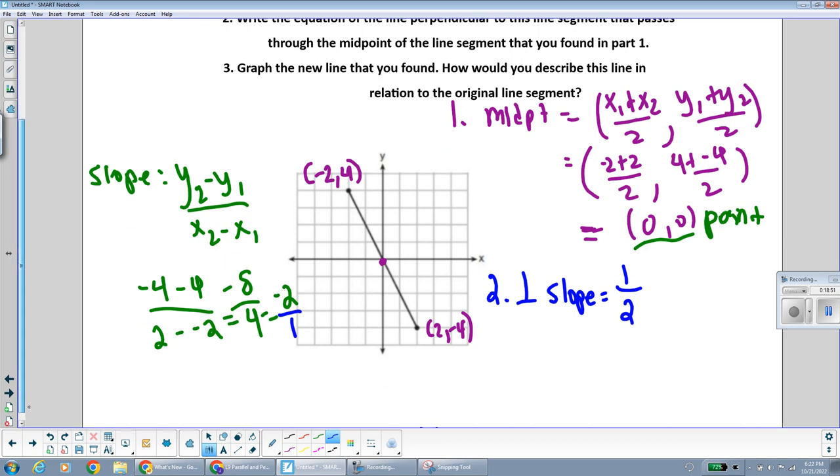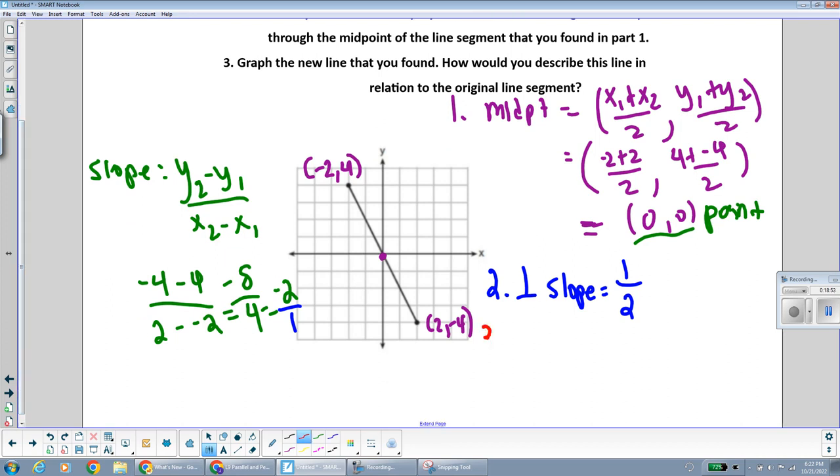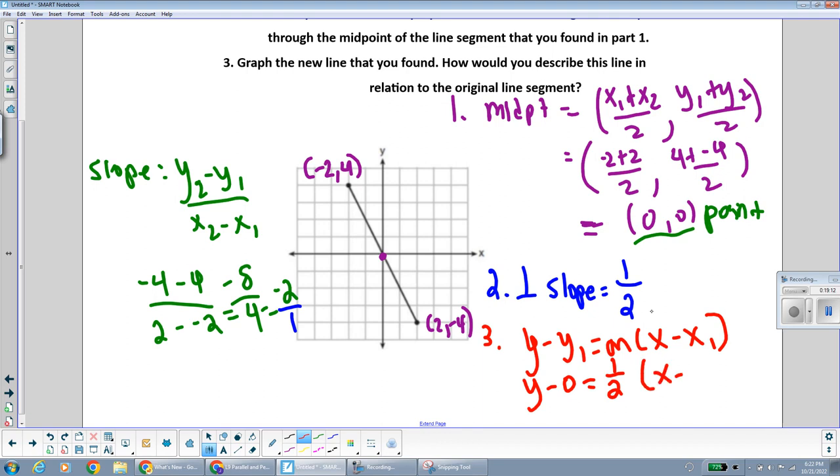All that's left for us to do is use our point and our slope to write the equation of the line. So I'm going to write down point slope form once again, and I'm going to just plug in. The y coordinate of the midpoint, the point that we're using, is 0. Our slope of the perpendicular line was 1/2, and our x coordinate of the point that we're using was 0. Once again, this is a perfectly good and valid equation of the line. We can leave it like that for a minute.